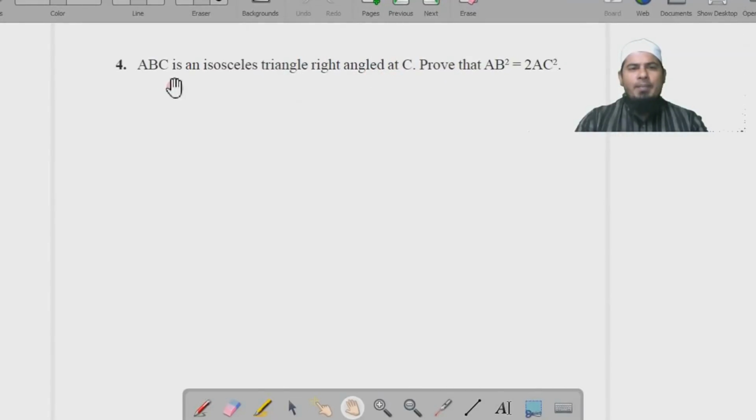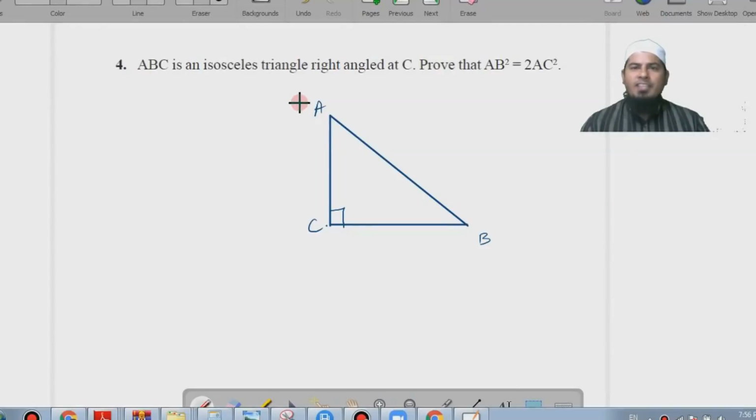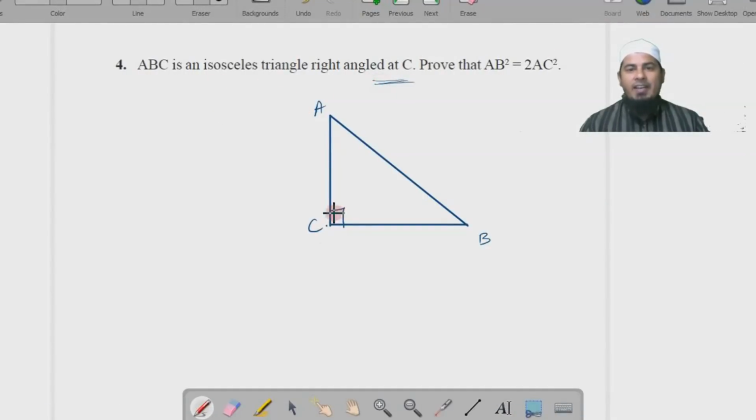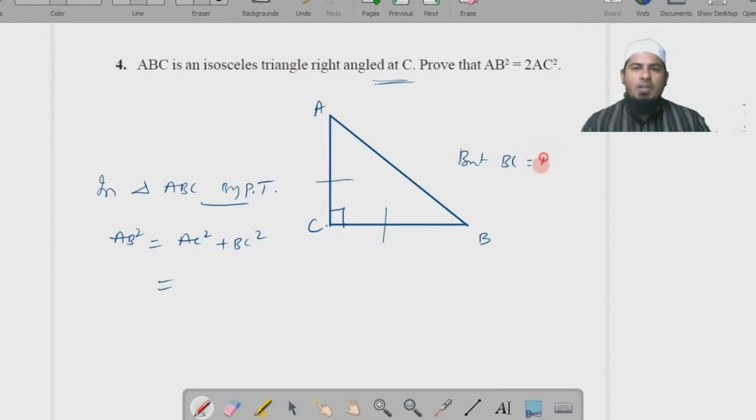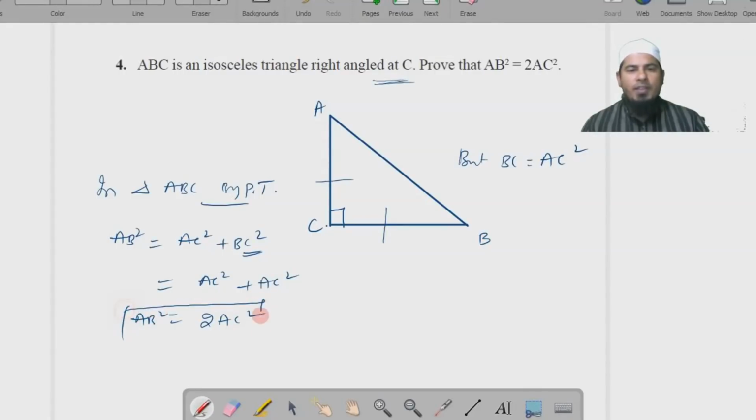Very simple. ABC is an isosceles triangle, right angle at C. We need to prove that AB square is equal to 2 AC square. So simple. As mentioned, ABC is isosceles with right angle at C, so two sides are equal. If we apply here in this triangle Pythagoras theorem, what we get here is AB square is equal to AC square plus BC square, but BC is equal to AC. Instead of BC, I can write AC, two times, because this is an isosceles triangle. We got the solution, hence the proof. Let us go to the next one.